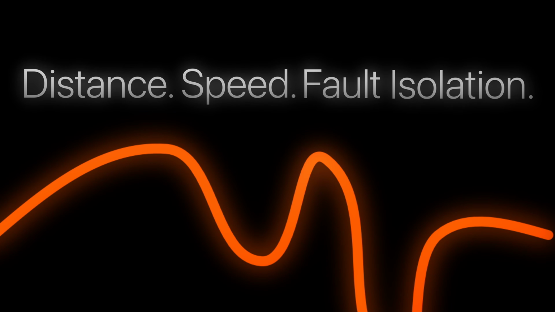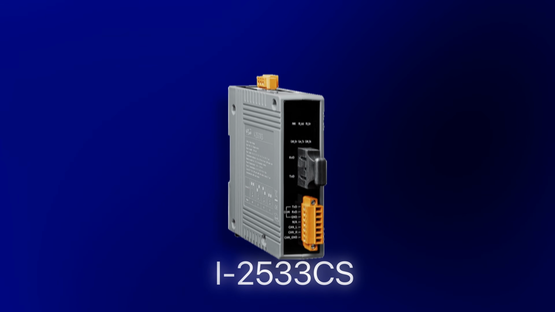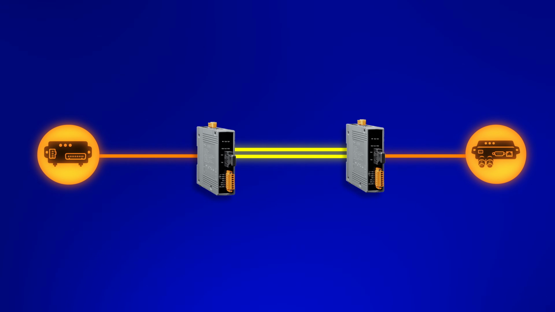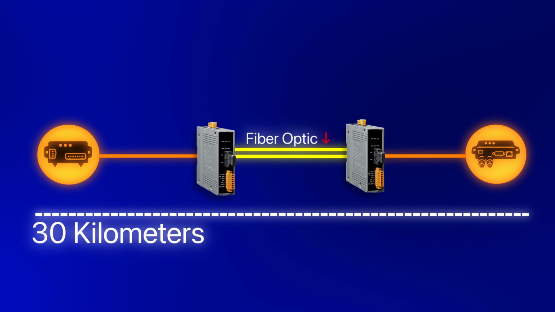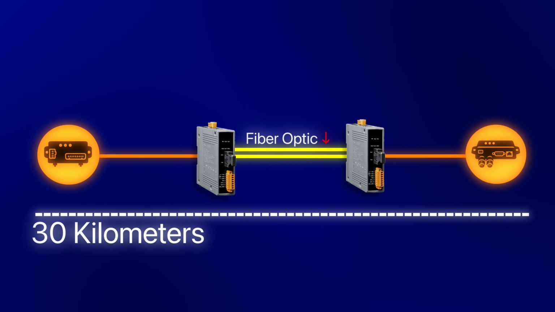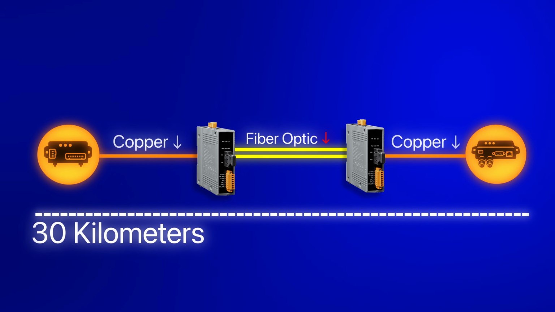Now, that handles the distance, speed, and fault isolation over copper. But here's the thing most engineers don't realize. Copper isn't even close to the ceiling. The module that really changes what a CAN network is capable of is the I-2533CS. This is a CAN to single mode fiber bridge. It extends your network up to 30 kilometers over fiber. The distance limit that's normally tied to your baud rate just doesn't apply once you're running over fiber, so you keep your speed while covering distances copper could never touch.